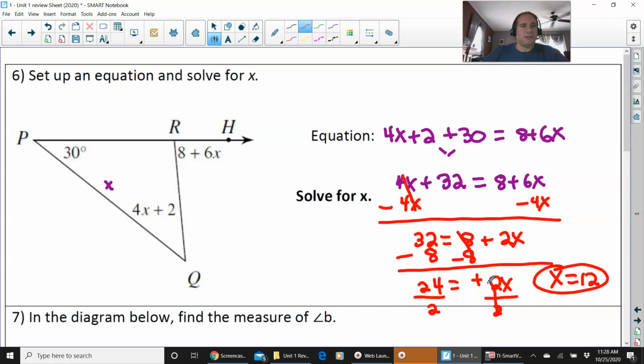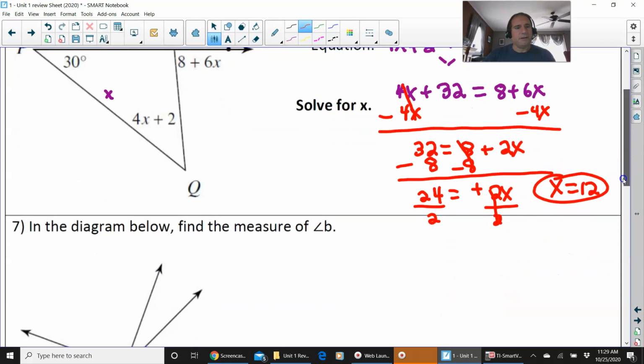All right, so it says set up an equation and solve for x. I did, and I'm finished. Could I substitute these in to find the missing angles? Yes, I could, but I do not have to because this is what I'm going by. Equation, solve for x. And I did, and I'm finished.